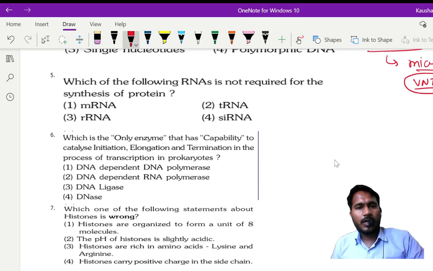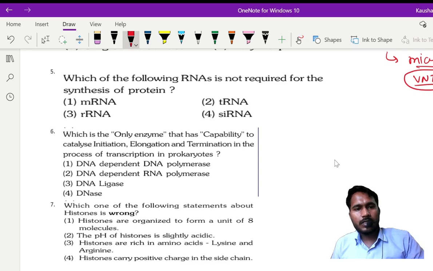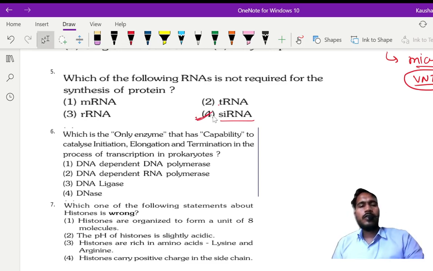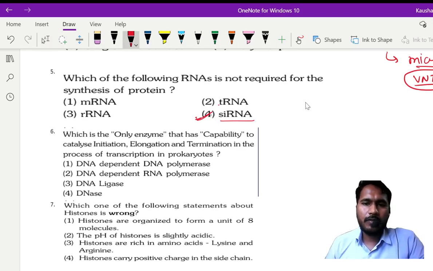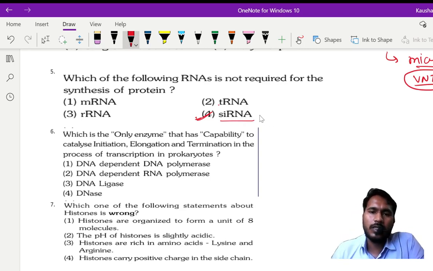Which of the following RNAs is not required for the synthesis of protein? You tell me. tRNA required, mRNA required, rRNA required, siRNA. siRNA is not required. So this is the correct answer. Do you know what siRNA is? Till now you know DNA will form RNA and RNA will form protein. But siRNA is a small interfering, non-coding RNA.